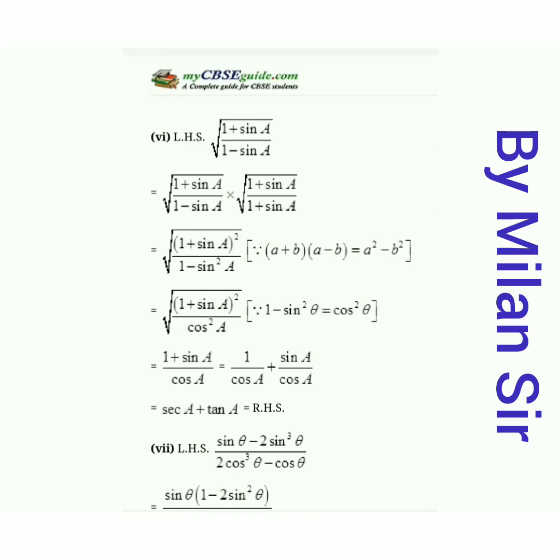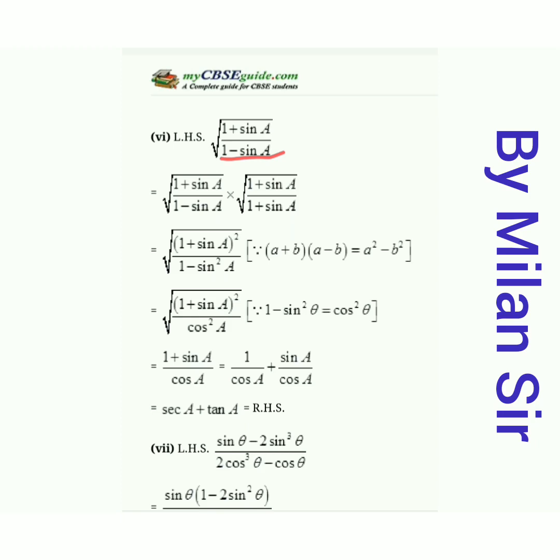Question number 6. Under root 1 plus sin A upon 1 minus sin A is equal to sec A plus tan A. Again we go with the left hand side to the right hand side. So the left hand side is under root 1 plus sin A upon 1 minus sin A. Now the first step, which is very common, is to rationalize the denominator. Now in the denominator two terms are present, so we need to take this term with the different sign.